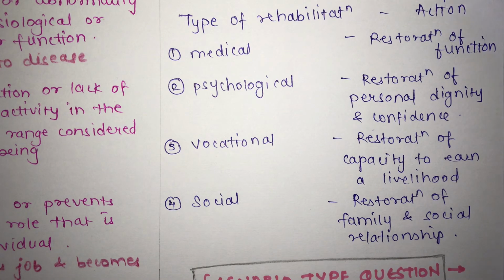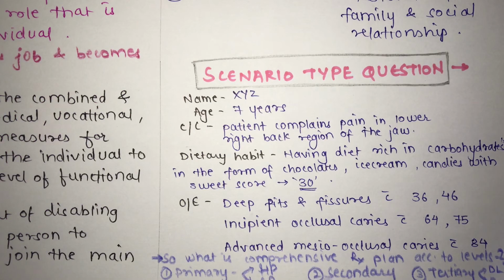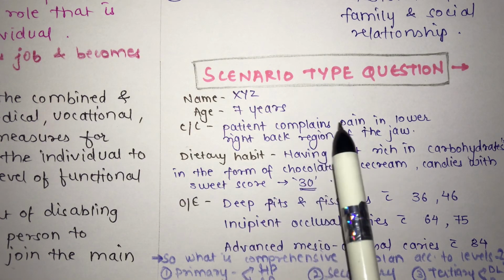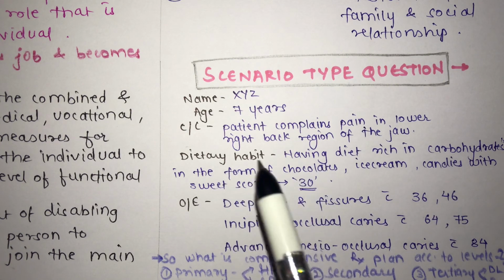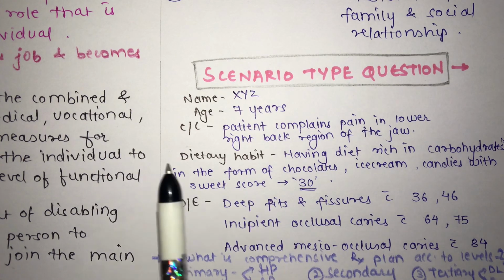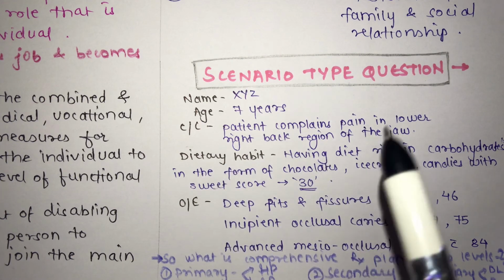And this is a very important question. So I have given over here a scenario, and depending upon that, you'll tell me the treatment plan according to these levels of prevention. So for example, in this scenario there's a patient with XYZ name. The age of the patient is 7 years. The chief complaint of that patient is pain in the lower right back region of the jaw.